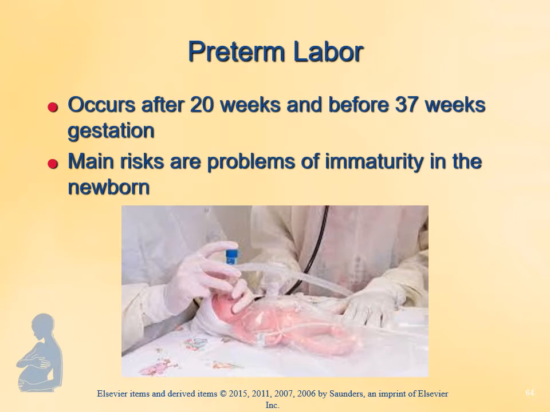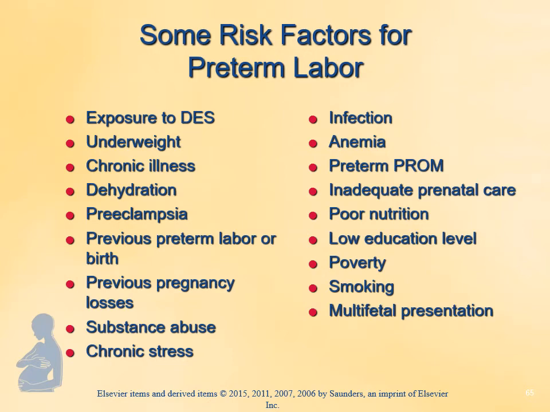So preterm labor is when labor occurs after 20 weeks but before 37 weeks gestation. Unfortunately, there are lots of problems associated with the immaturity of a preterm baby, and we will talk about premature babies more next week. But some risk factors that are associated with preterm labor could be any one of these here. Unfortunately, we don't really know what causes preterm labor to start. If we did, we certainly would take measures to try to prevent that from happening.